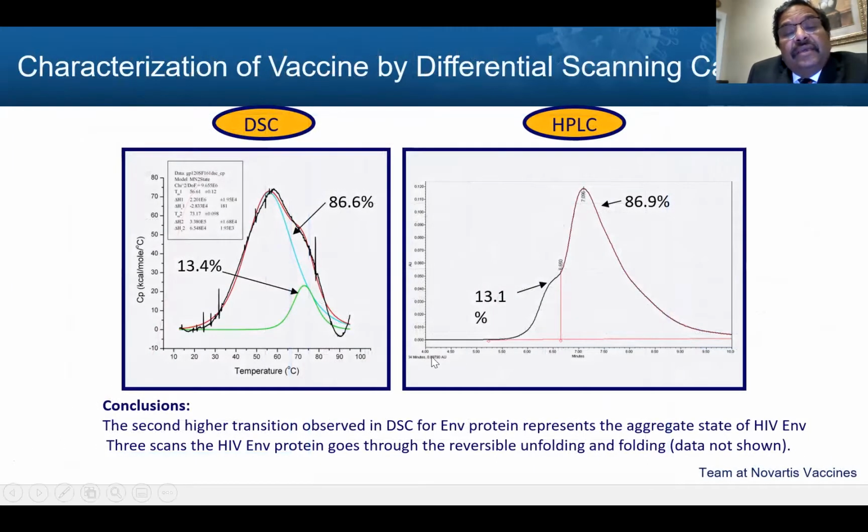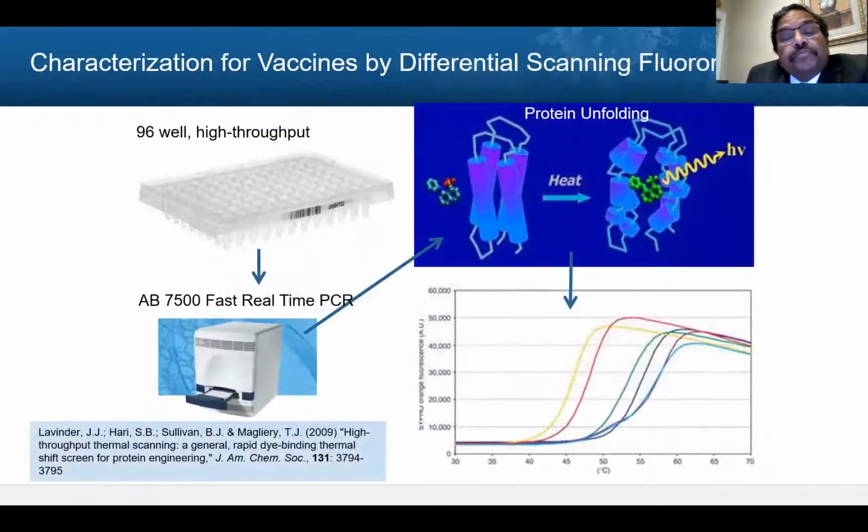This is the DSC for the HIV trimer protein, where we saw two transitions. We took the protein to HPLC analysis, and we are seeing two different profiles. One represents the aggregated state, which has the higher thermal stability, or Tm, and the other is the main area where the protein is in the correct conformation, and that's where we have the main transition. So again, I think this method can be used for determining the stability, determining the homogeneity, and characterizing the thermal stability of the protein.